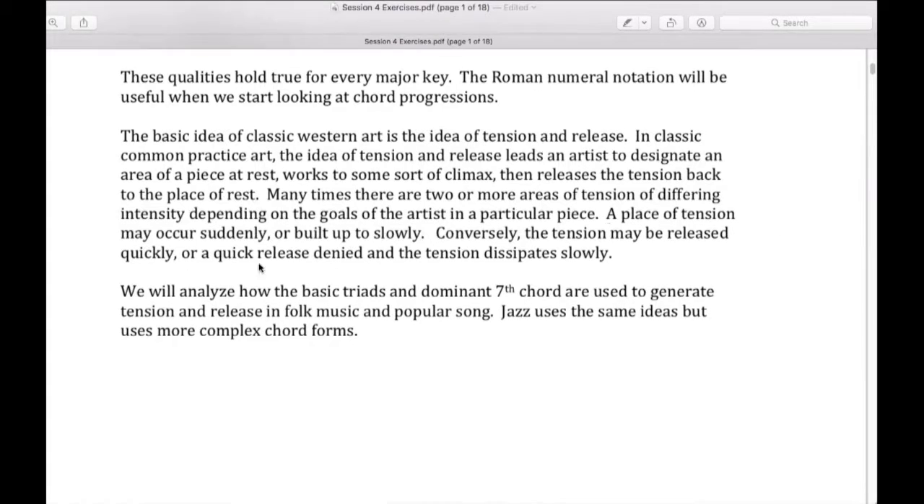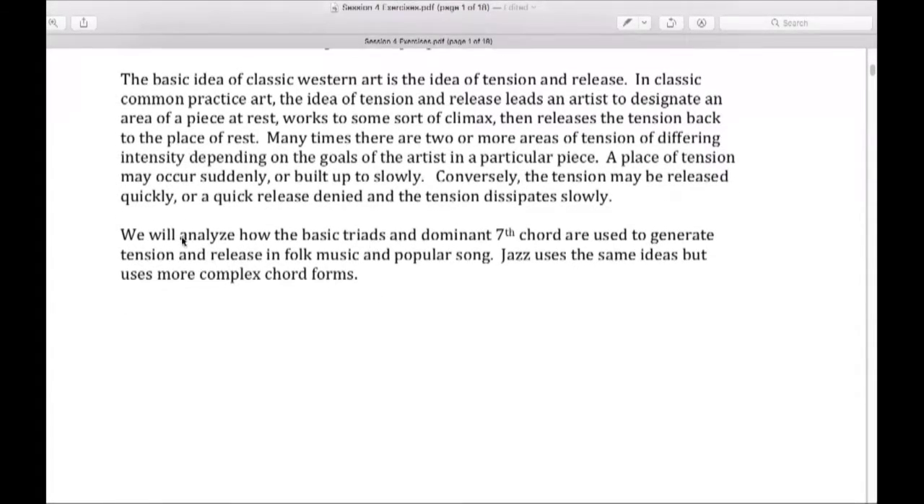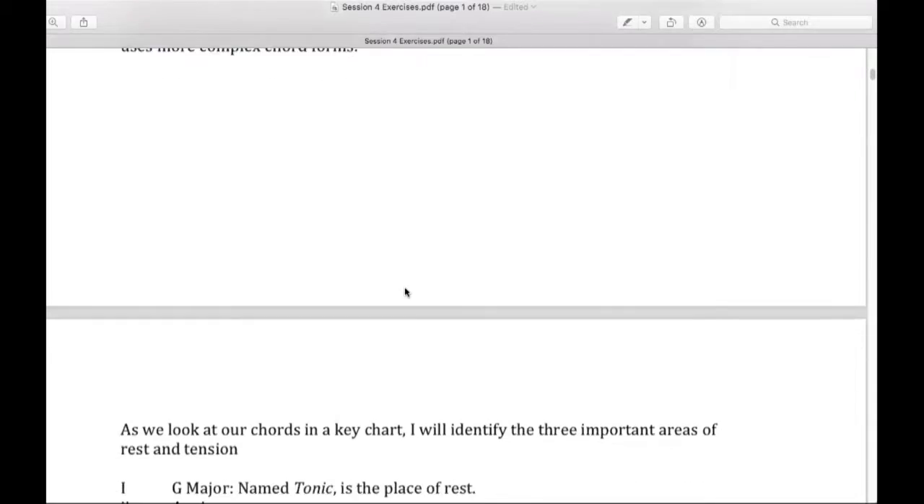A place of tension may occur suddenly or be built up slowly. Conversely, the tension may be released quickly, or a quick release denied and the tension dissipates slowly. We will analyze how the basic triads and dominant 7th chord are used to generate tension and release in folk music and popular song. Jazz uses the same ideas, but uses more complex chord forms. So let's head over here.